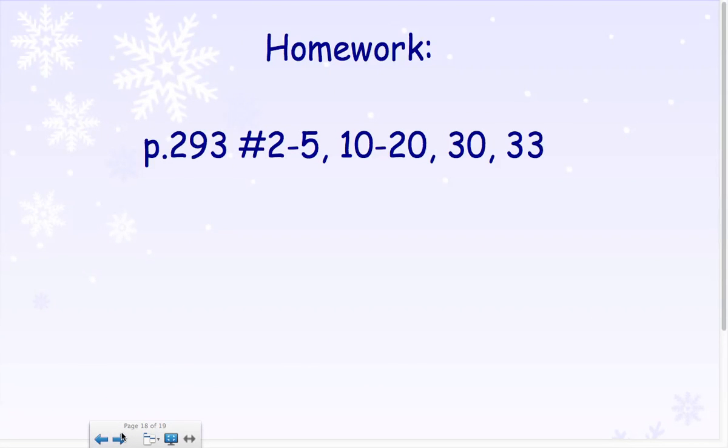Summary. The homework for this lesson is page 293, numbers 2 through 5, 10 through 20, 30, and 33.